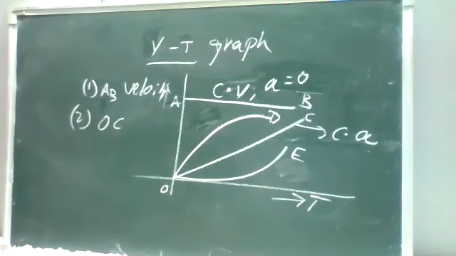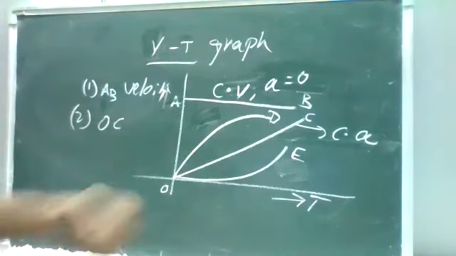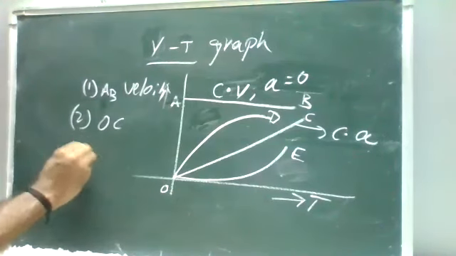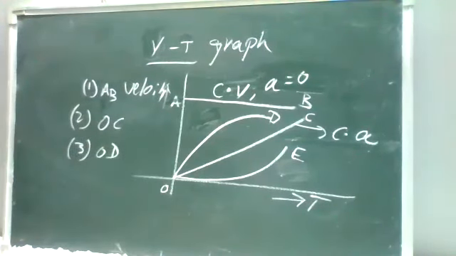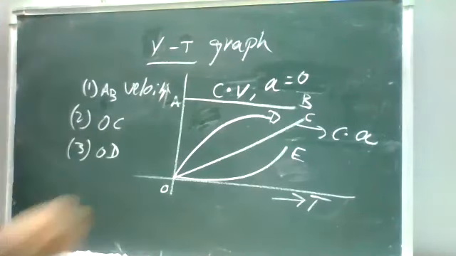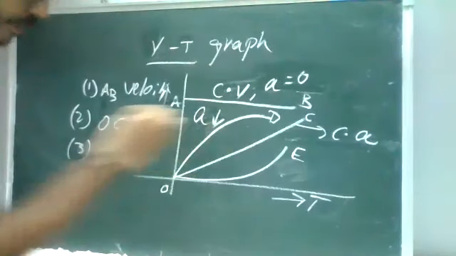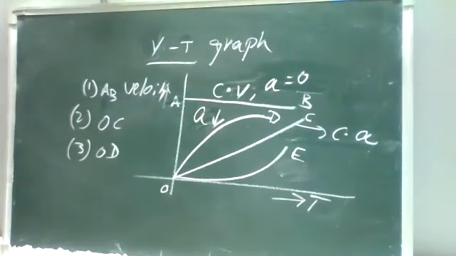Next one, third point. If the graph is a curve OD whose slope is decreasing with time, then acceleration decreases. We can say it is nothing but retardation.